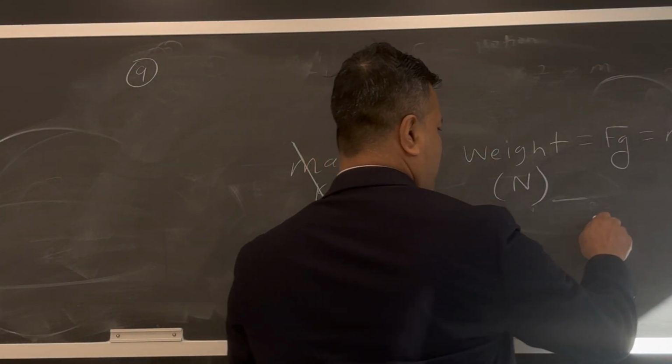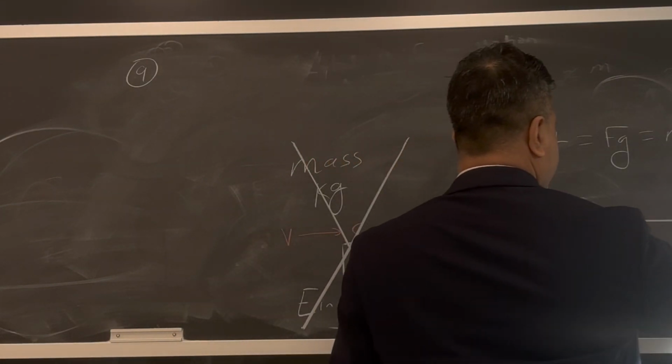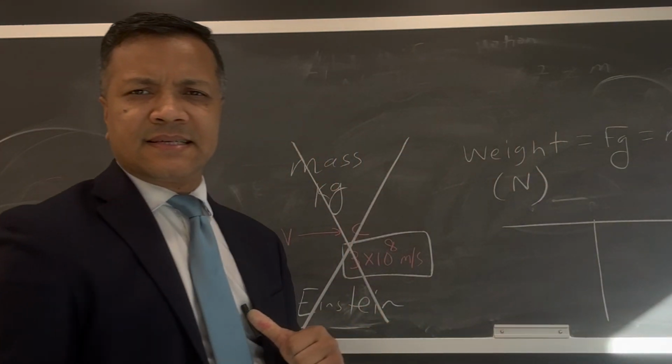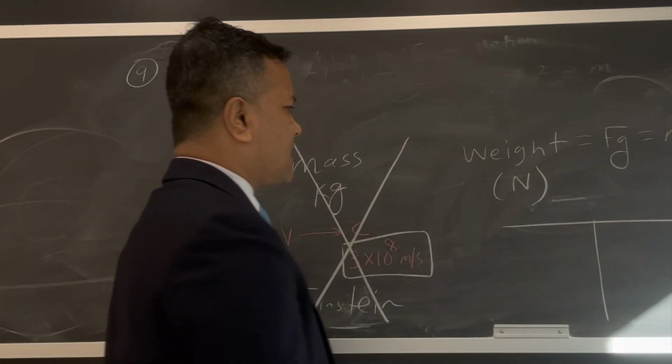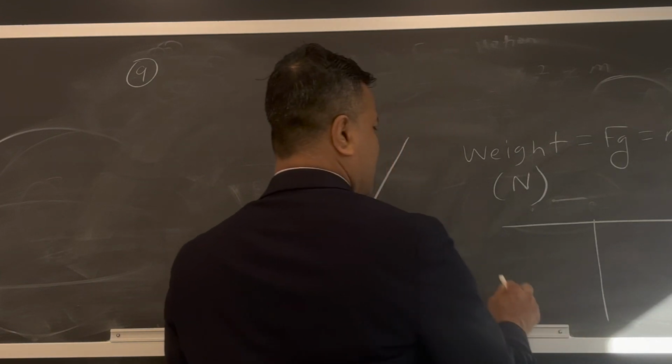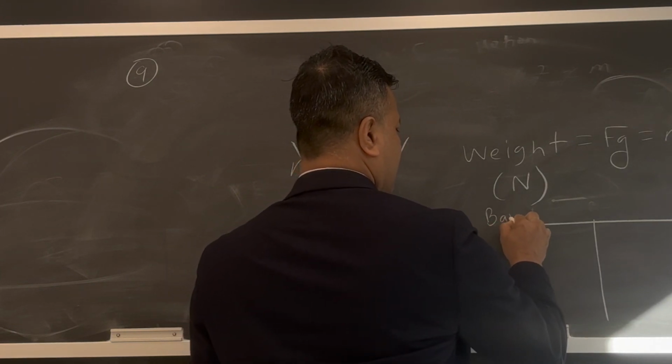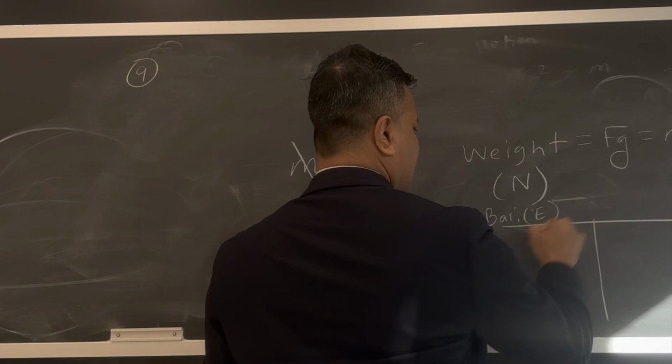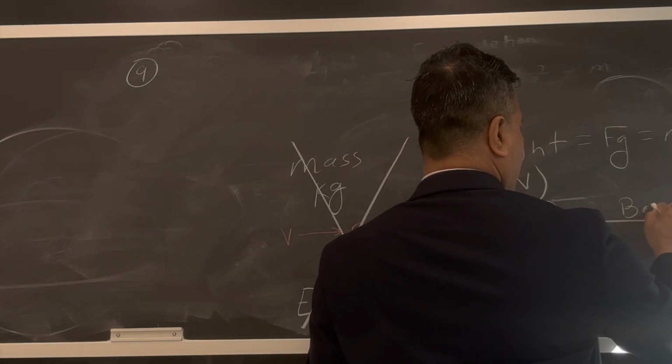For example, me, 100 kilograms. So Bari on the earth and Bari on the moon.